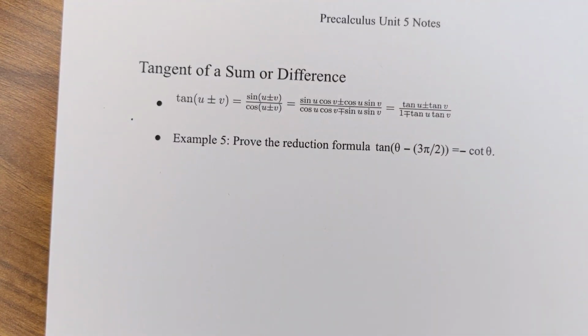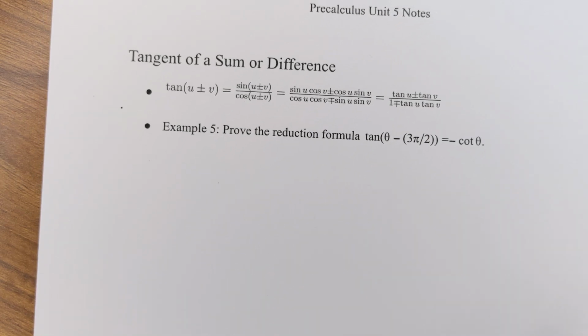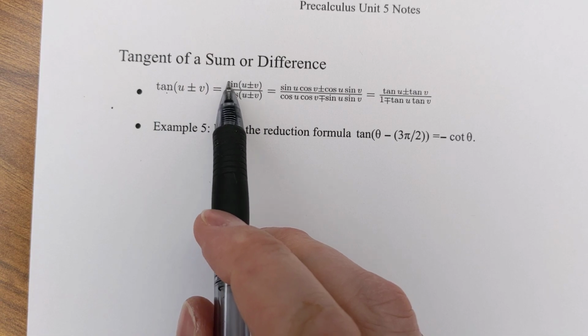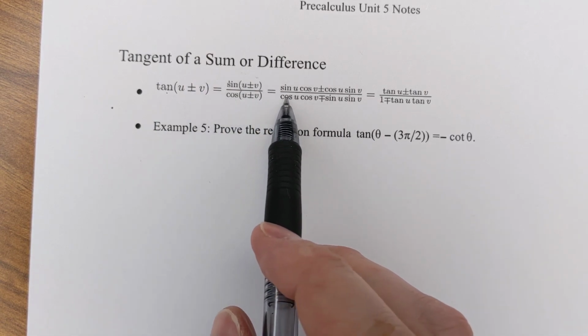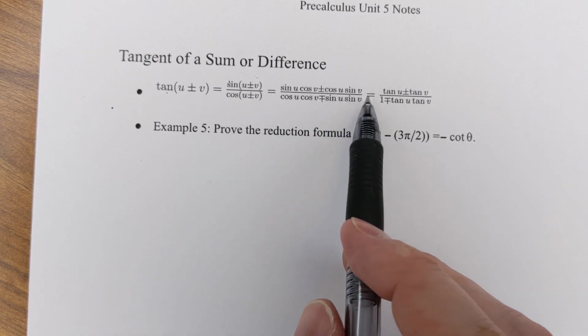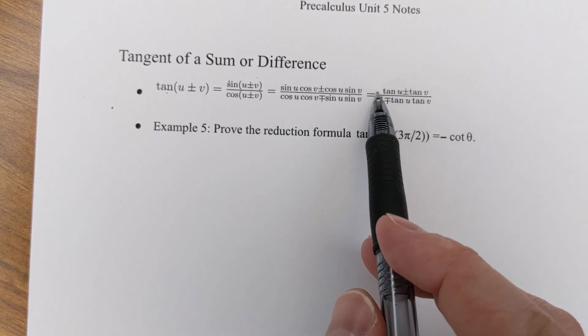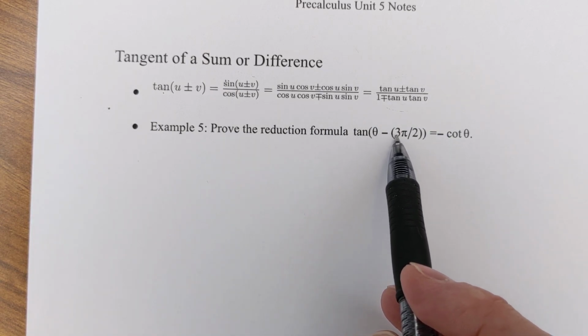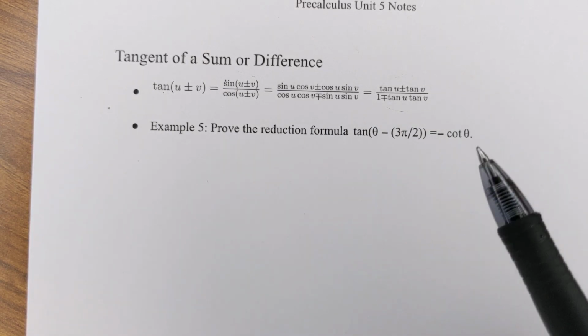Okay, and the last one here, we've got the tangent. So for the tangent, you've got a whole bunch of different formulas. Tangent is defined as sine over cosine, which is where this comes from. And then this is the expansion for sine, the expansion for cosine, and you can actually do some simplifying, and eventually you come down to this formula. So prove the reduction formula, tangent of theta minus 3 pi over 2 is equal to the negative cotangent.